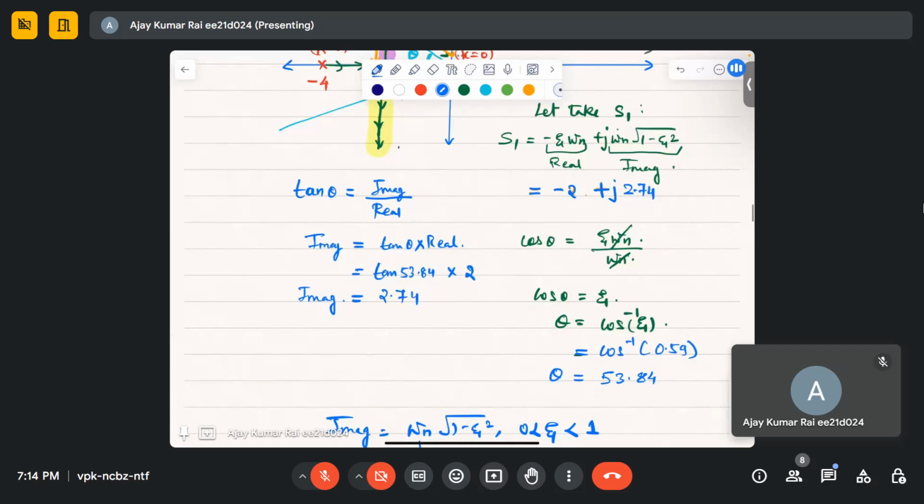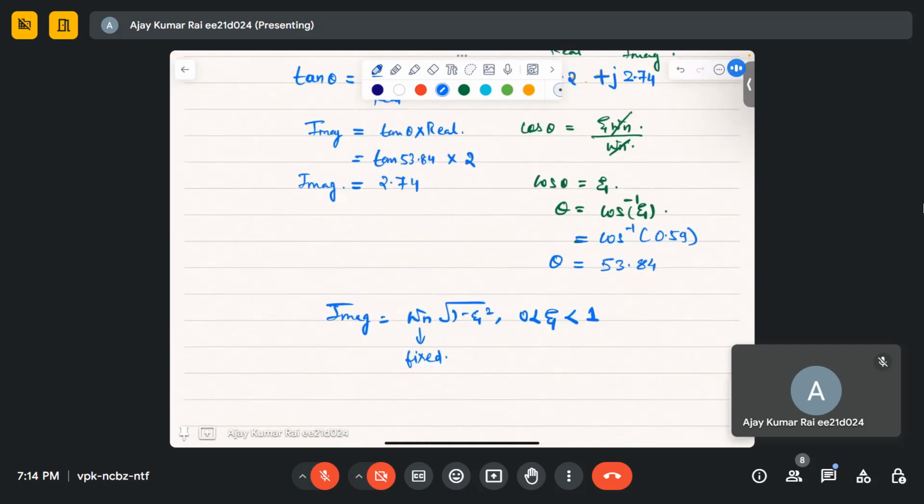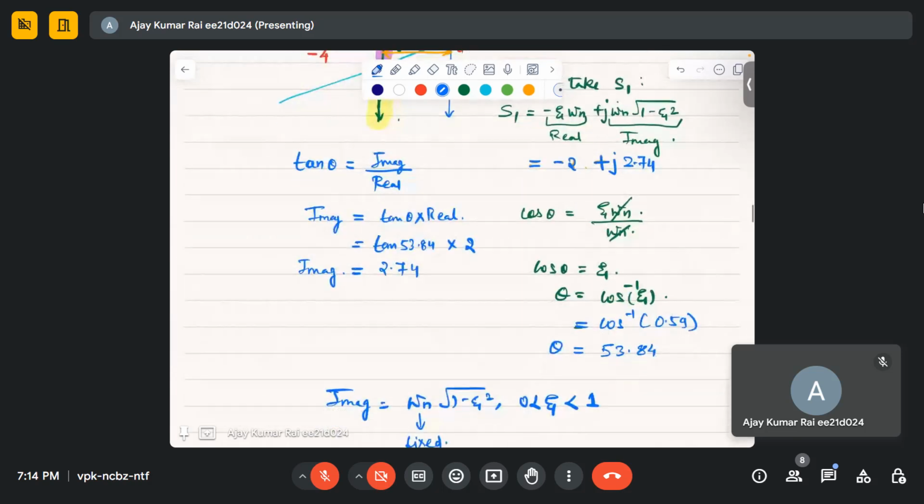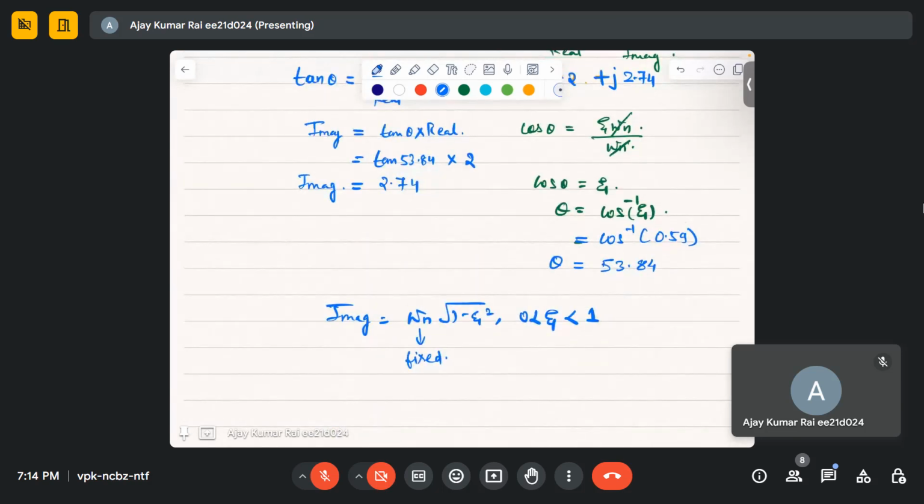So what will happen to the imaginary part? What should your zeta value do, increase or decrease, in order for the magnitude of the imaginary part to increase or decrease? What do you think? If I increase the value of zeta, what will you get? Will the imaginary part increase or decrease? You see from here, if I increase this, what will happen to the imaginary part?